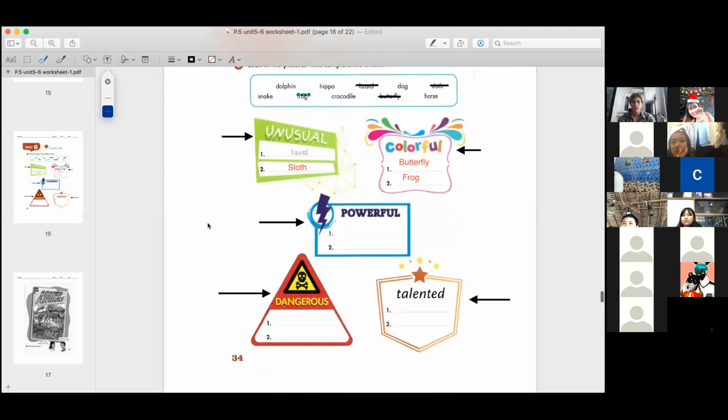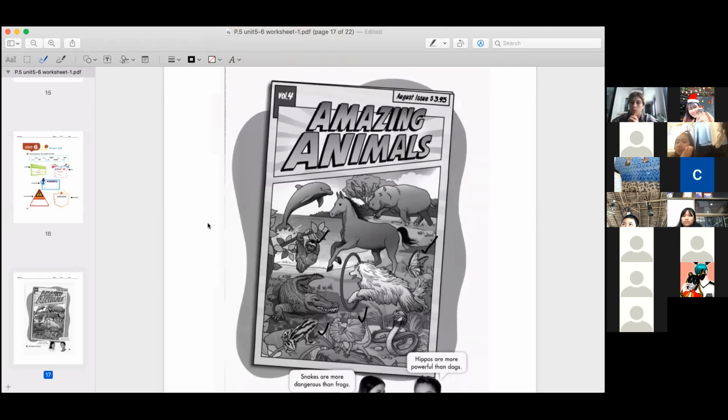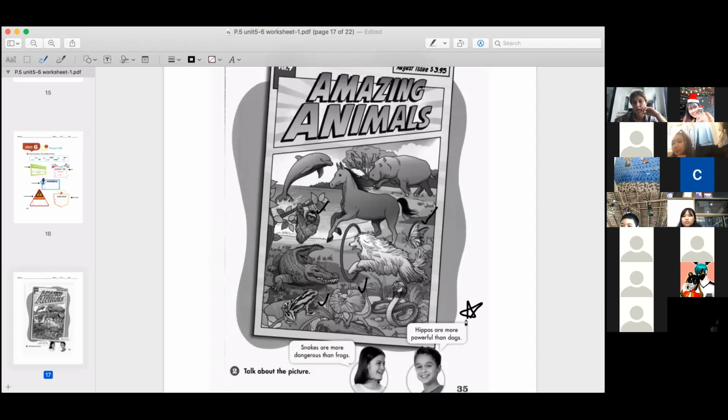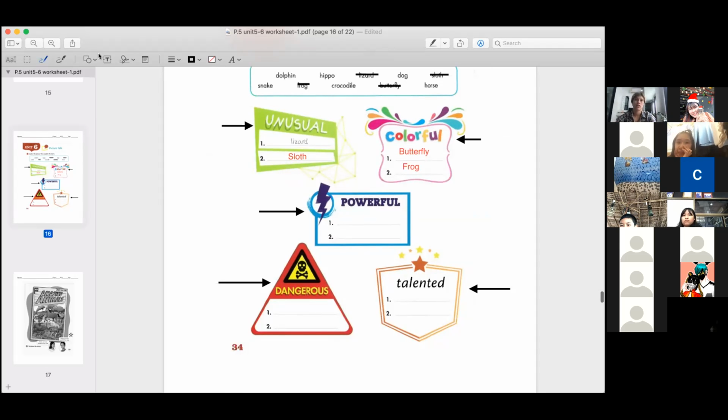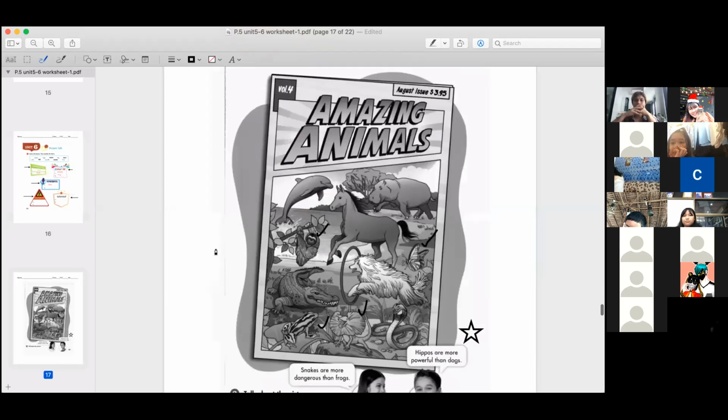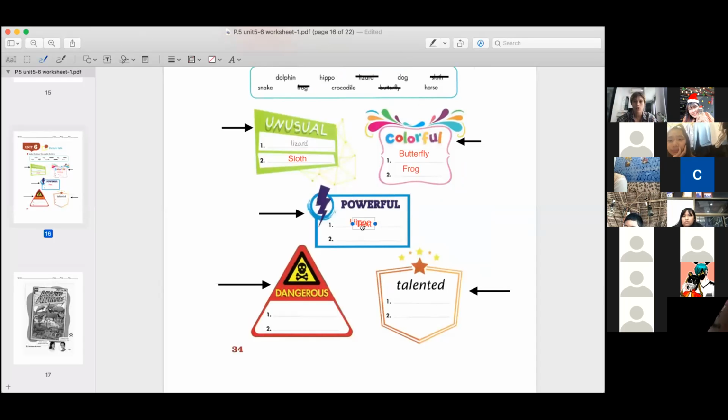All right, let's go to powerful. A lot of these animals are powerful. Which animals do you think are powerful? Hippo. Hippos, nice. They say hippos are more powerful than dogs. We're gonna put hippo in powerful. What other animal looks powerful? Horse. Very good. A crocodile also seems powerful, but I think that one might go in a different category, right? So we're going to put horse in powerful.